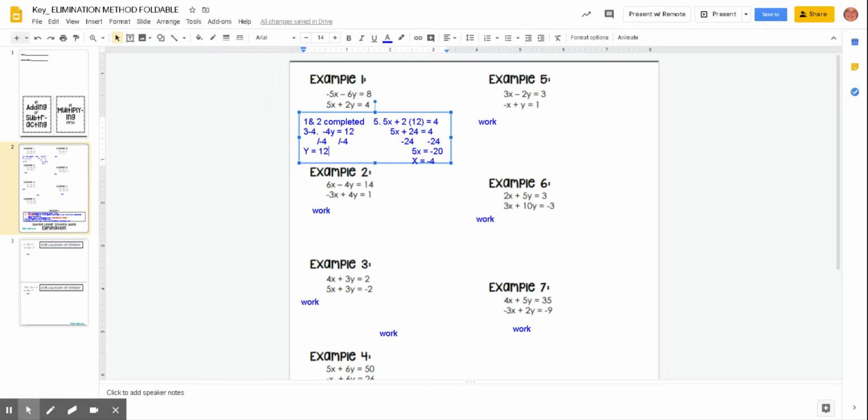I'm going to actually put it over here just because I didn't have room. So my answer lines up to be -4 as my x and 12 as my y. And then I should go ahead and check my answer. And because of lack of space, I'm just going to do it in my head.